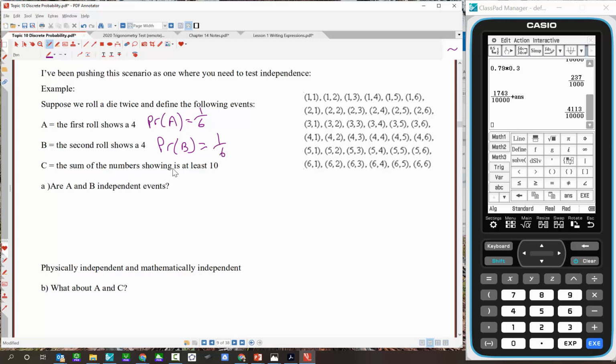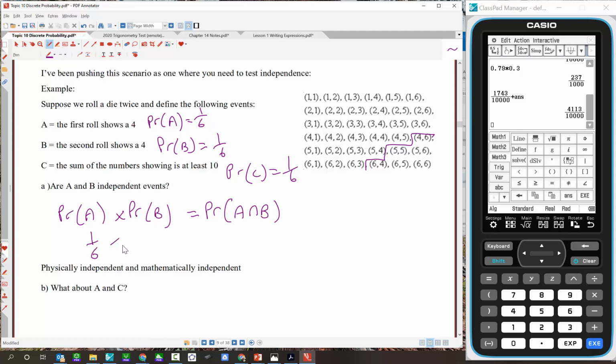C, the sum of the numbers showing is at least 10. At least 10 means 10 or more. That's those ones, which is 6 in 36 or 1 in 6. All right, are A and B independent events? So probability of A times probability of B equals probability of A and B. So that's what I'm going to do. I'm going to run the test. So that's 1 in 6 times 1 in 6.